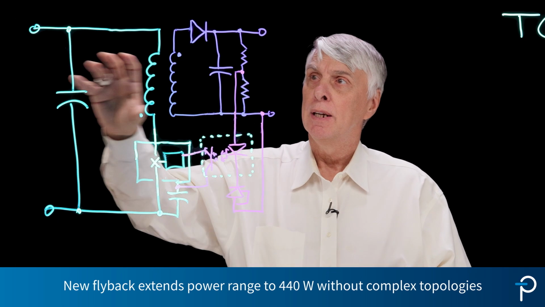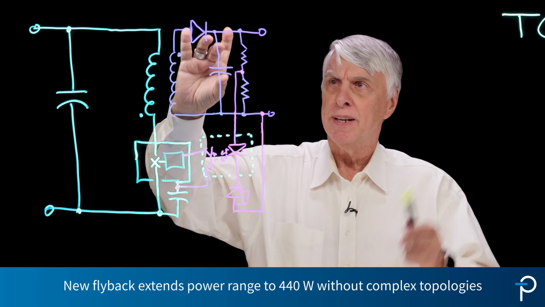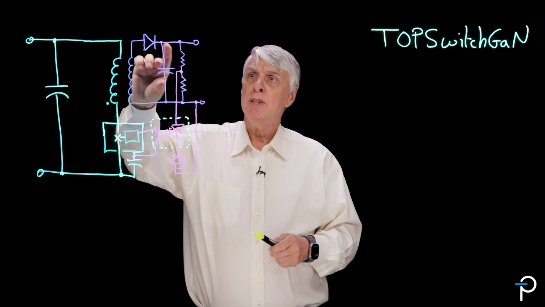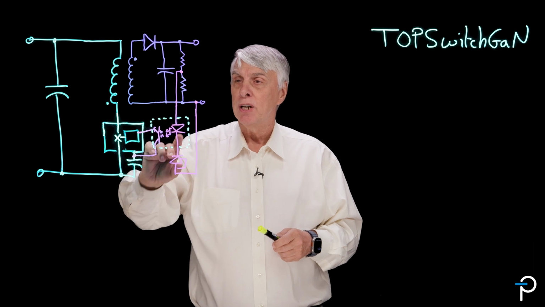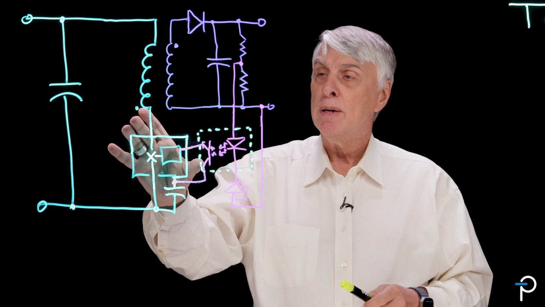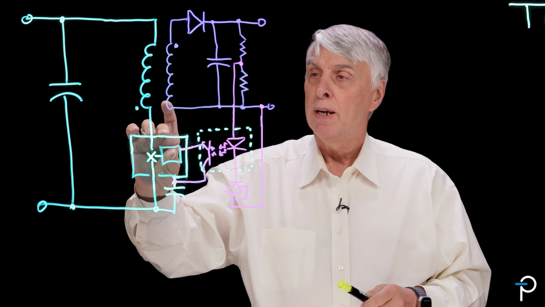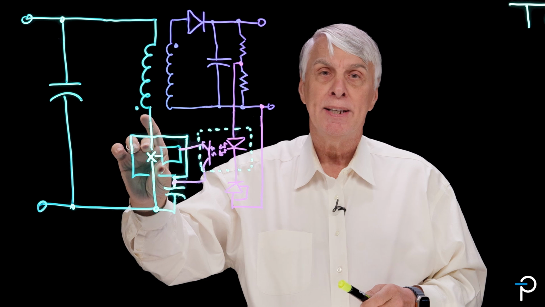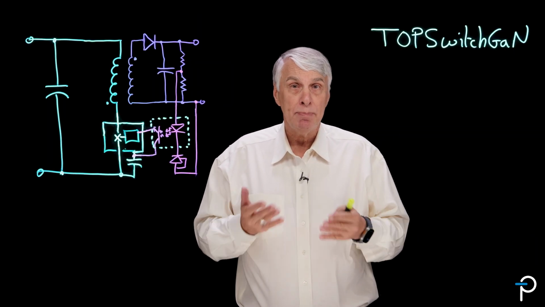Here I've drawn a simplified diagram of a TOPSwitch circuit. We have an input filter, a power transformer, an output rectifier diode, more about that in a minute, an output filter, and a feedback network that uses an optocoupler and a precision reference to provide information about the output to the primary side. On the primary side of the circuit, we have the TOPSwitch IC with a controller and integrated PowiGaN switch.